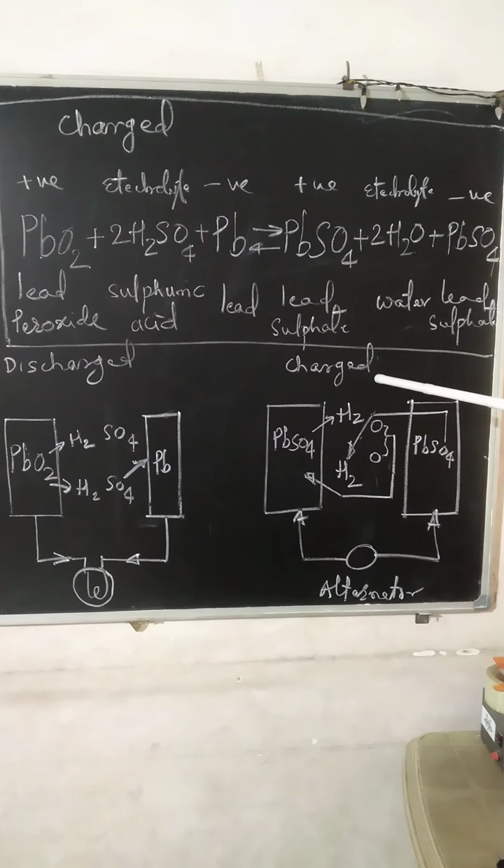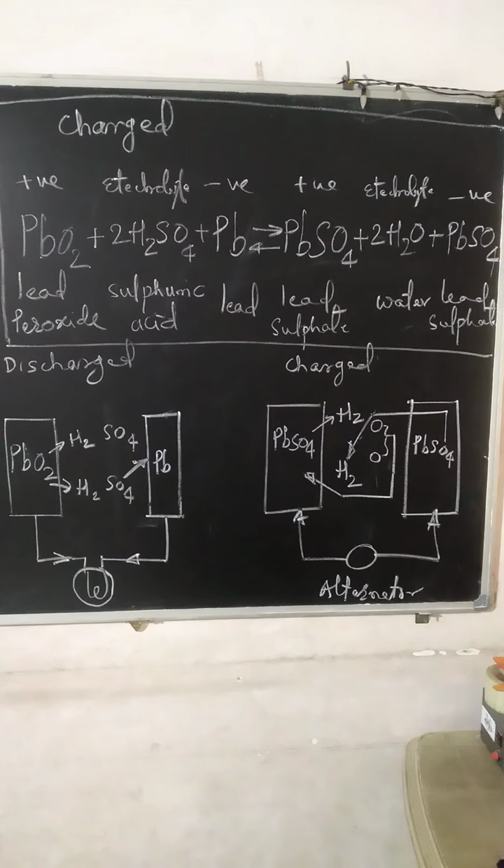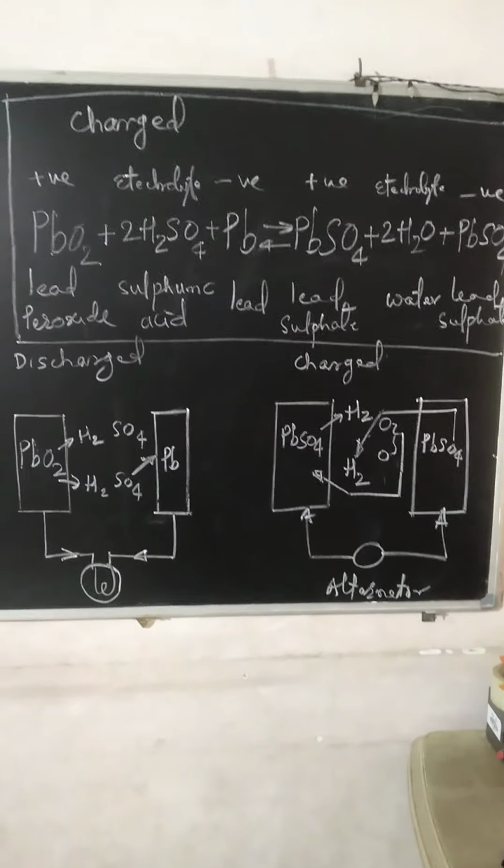When you recharge it, the PbSO4 of the positive and the PbSO4 of the negative plate, the water H2O will be split into H2 and O, combining with PbSO4, and the PbSO4 on the negative plate will be converted back to Pb, and on the positive plate back to lead peroxide, PbO2. So the oxygen will join back to the positive plate of the lead peroxide.